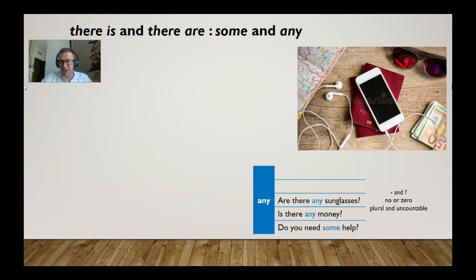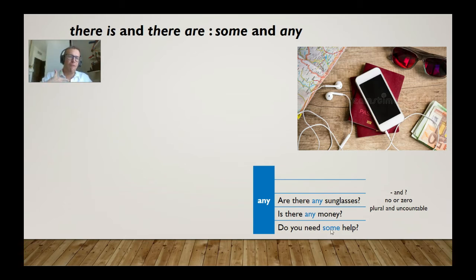Questions. Are there any sunglasses? Yes, there are. Is there any money? Yes, there is. Do you need some help? Now notice the difference here. We're using some in the question. Do you need any help is fine.